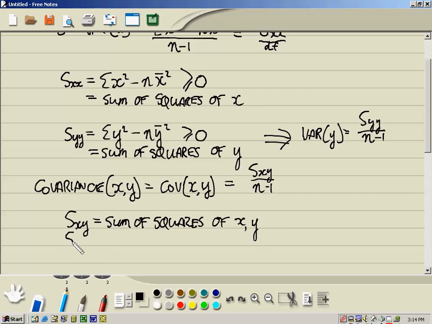Alright, and the formula for it. Look at both the sum of squares of x and the sum of squares of y. In each of them there are two x's, two y's. Replace one of those two with the other. So it'll be sigma xy minus n times x bar y bar, and this is the sum of squares of xy. It does not have to be positive, so it could be positive or negative.